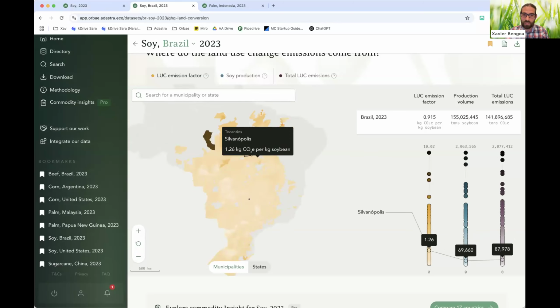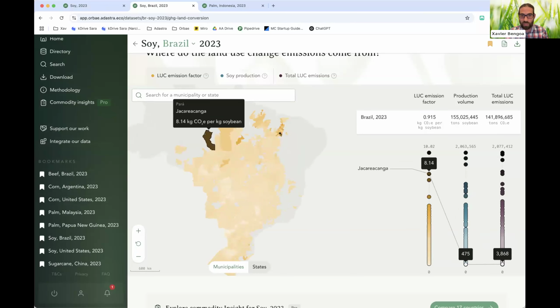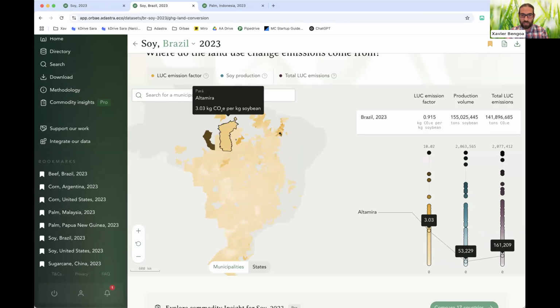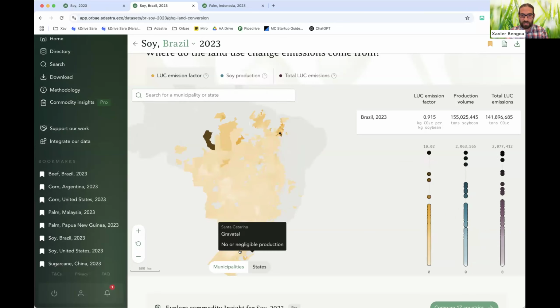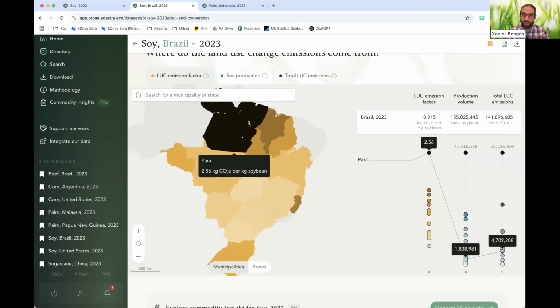this subnational variability is what you see on the map. The darker the municipality in Brazil, the higher the emission factor. And you can see on the right-hand side these parallel coordinates showing the dependency or the correlation between the land use change emission factor, the production volume, and the total land use change emission in a given place. On municipality level, on state level, you see huge variability. And this is also how you can very quickly grasp a sense of the risk of the exposure and the intensity of the emissions linked to sourcing a ton of soy, in that case, from a particular region in Brazil.